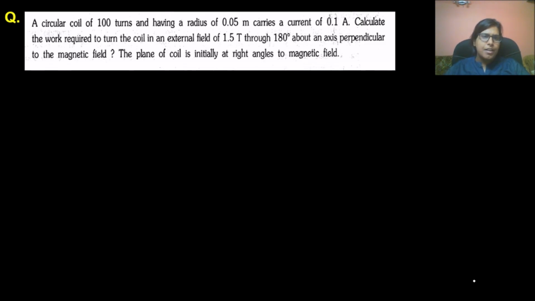Now in the next question, it is given a circular coil of 100 turns. So the number of turns is given as 100, and the radius is 0.05.